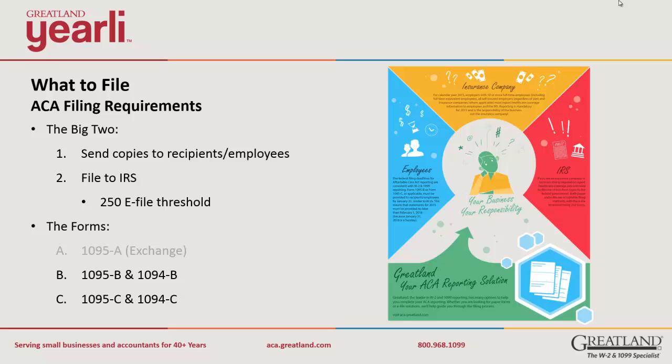Next, I'll talk about what to file. For every 1095, you need to send one copy to your employee or recipient and another copy to the IRS. If you have 250 or more 1095s to file to the IRS, you must send them electronically. The forms that need to be filed are Form 1095A. This form is not covered in this video, but that is the form that is sent to those who purchase their coverage through the exchange. The other forms are Form 1095B and its corresponding transmittal, Form 1094B, and Form 1095C and its corresponding transmittal, Form 1094C.